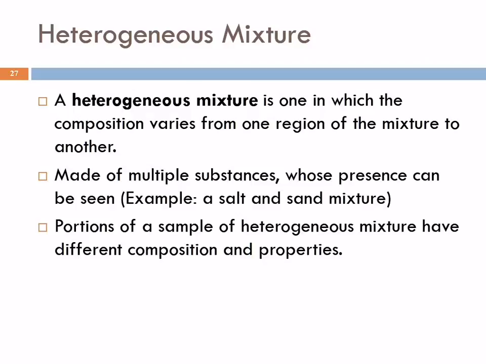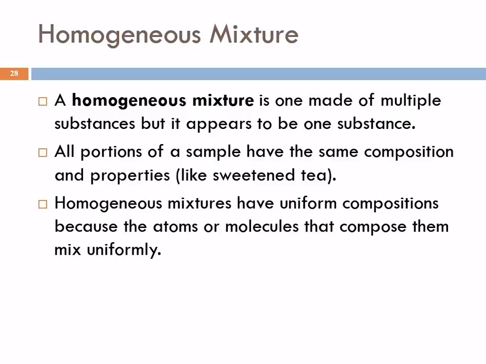Heterogeneous, there's different parts in it. So heterogeneous, different. Homogeneous is the same throughout. You put sugar in your tea. The sugar dissolves in the tea, and it spreads throughout, and the top is just as sweet as the bottom. It's homogeneous. Homogeneous mixtures have uniform compositions because they mix uniformly. Heterogeneous mixtures do not have uniform compositions.